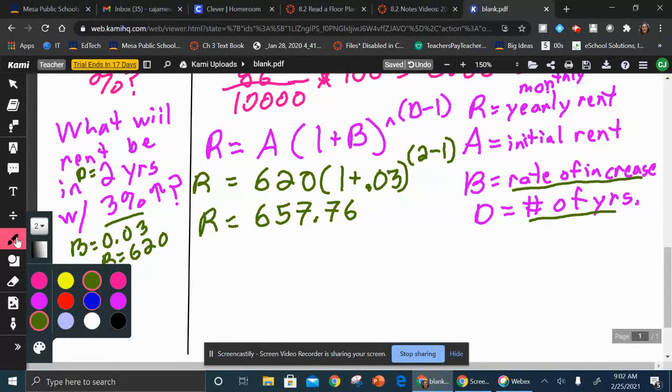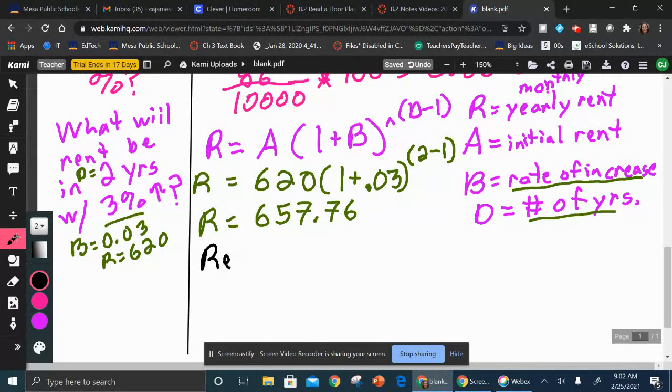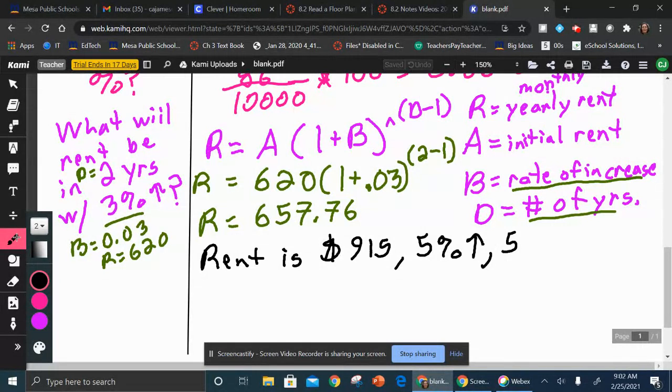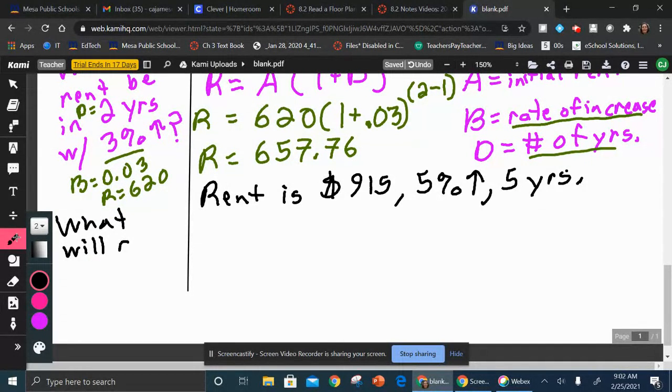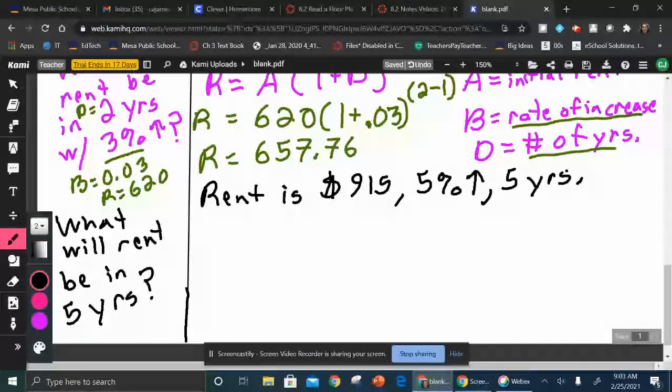Okay, let's do another example, everybody. So let's say that the rent is $915 and a 5% increase every year, and we want to know what the rent will be in 5 years. Okay, so what will the rent be in 5 years? Okay, so let's go ahead and figure this out. So we're gonna use our formula.